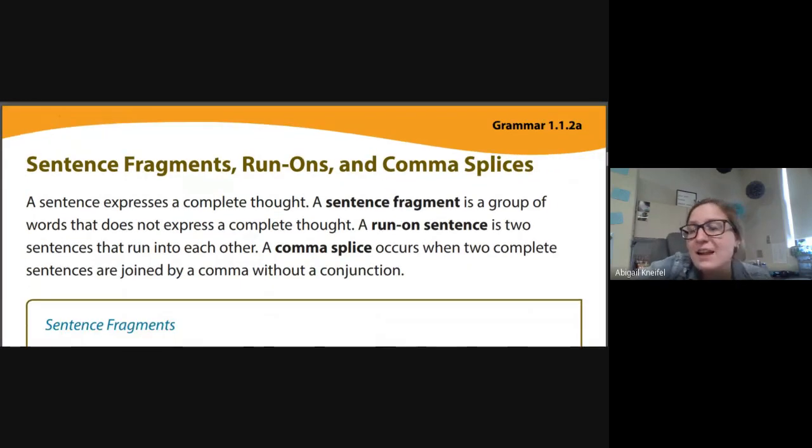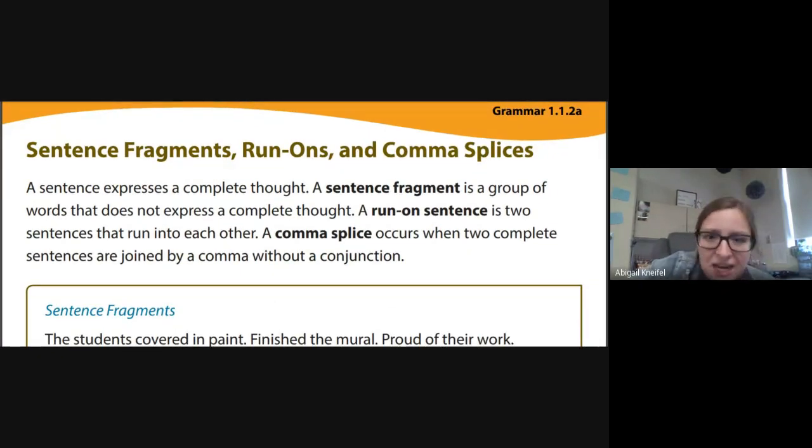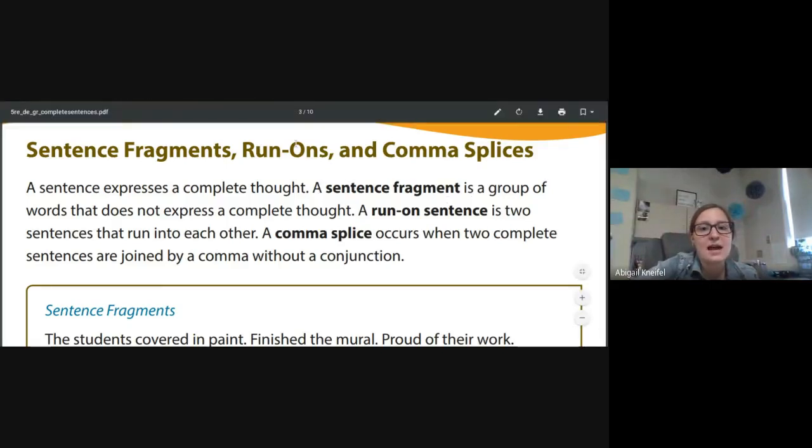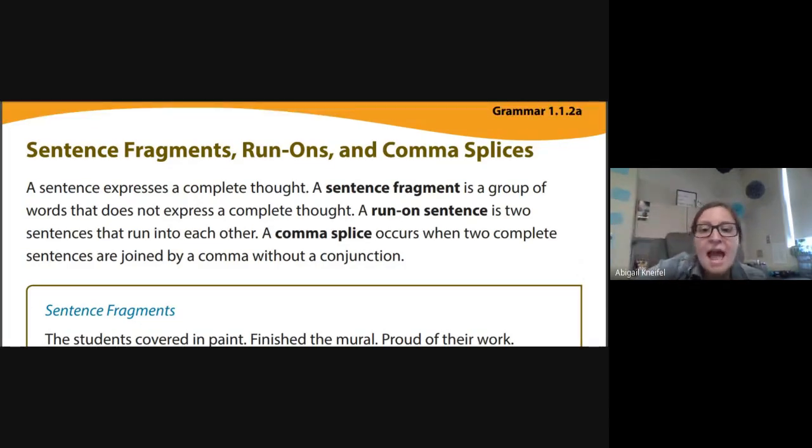This is something, my lovely friends, you all need to work on. A sentence expresses a complete thought. We already talked about that. From the beginning to the end, it's a whole complete thing. A sentence fragment is a group of words that does not express a complete thought. Sometimes you forget the subject, you forget the predicate, and then I'm like, what? What are we talking about? A run-on is when two sentences run into each other, like you need a period somewhere. And a comma splice occurs when two complete sentences are joined by a comma without a conjunction.